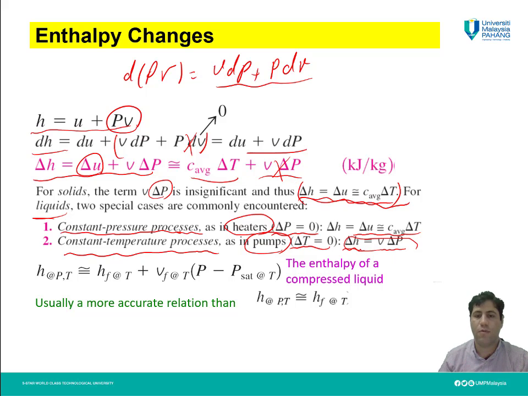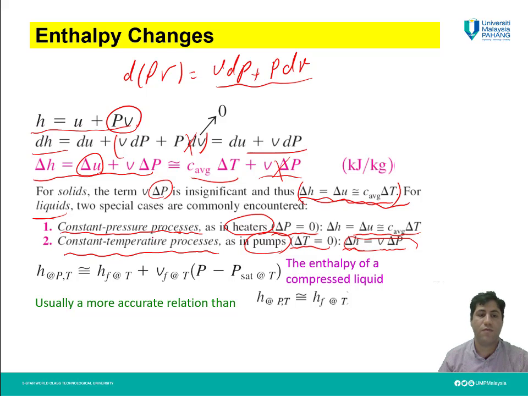In this case, we have delta H, or the change in the enthalpy of the liquid during the constant temperature process, equal to change in the pressure times specific volume. This is like what we have in different pumps. These two devices, or components, are important in thermodynamics because we have them in different equipment and different thermodynamic applications, for pumps and heaters.